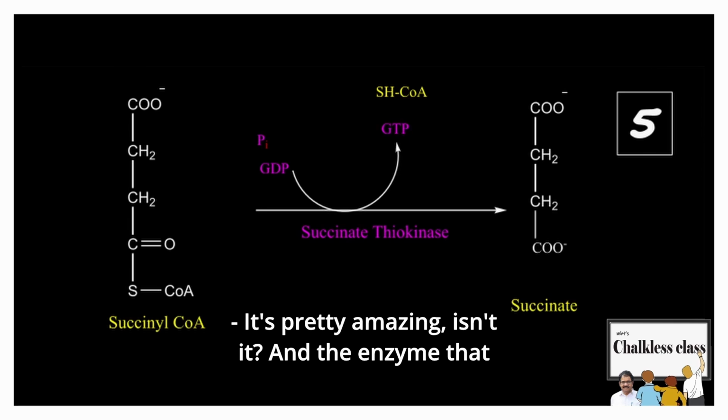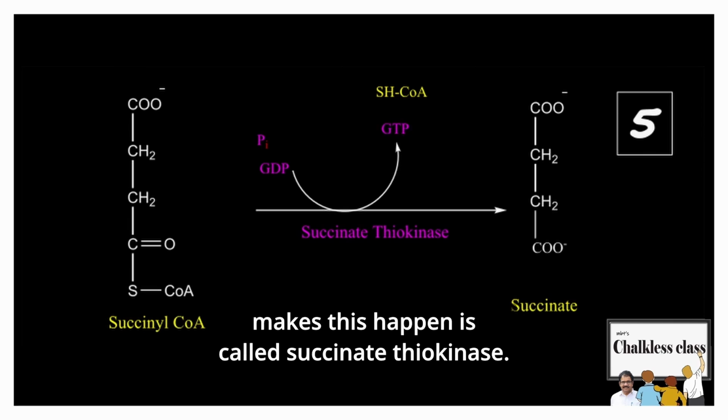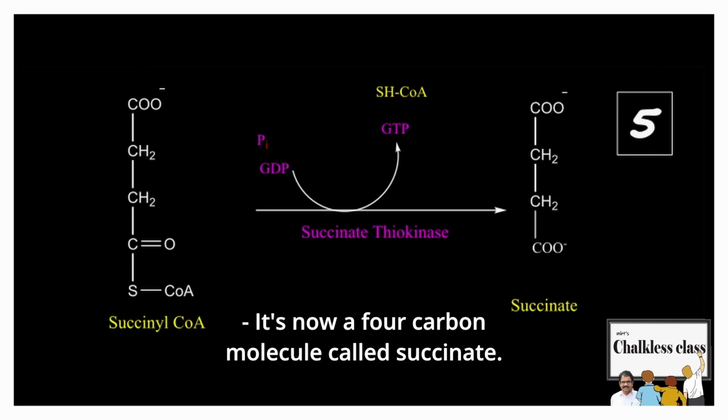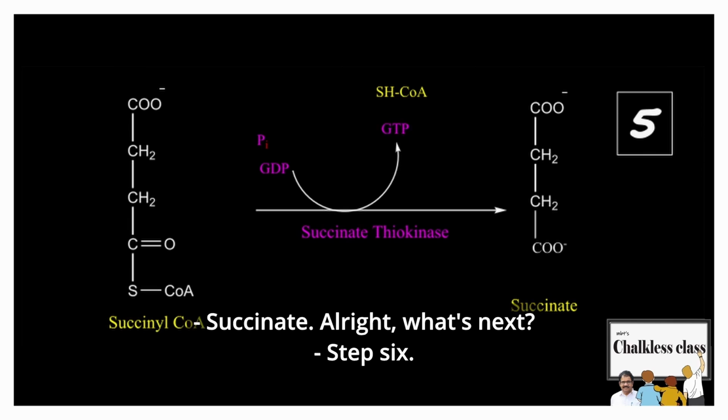It's pretty amazing, isn't it? And the enzyme that makes this happen is called succinate thiokinase. Succinate thiokinase. Okay, got it. And what about the molecule? What's it called now? It's now a 4-carbon molecule called succinate. Succinate. All right, what's next?